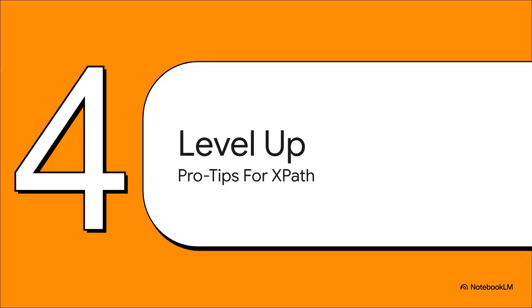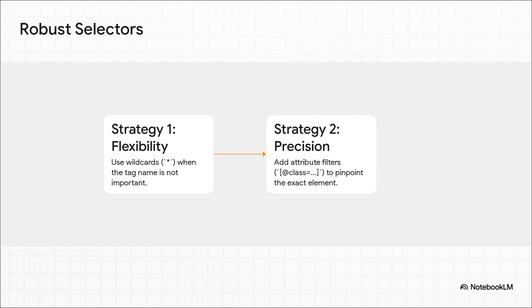Okay, you've totally got the core concepts down now. So let's level up. Knowing these axes is one thing, but using them like an absolute pro is where the real power is. I've got a couple of tips to make your selectors even stronger and more resilient. We're going to focus on two key strategies here. First, using wildcards to make your selectors more flexible, and second, adding attribute filters to make them way more precise. It's all about finding that perfect balance between the two.